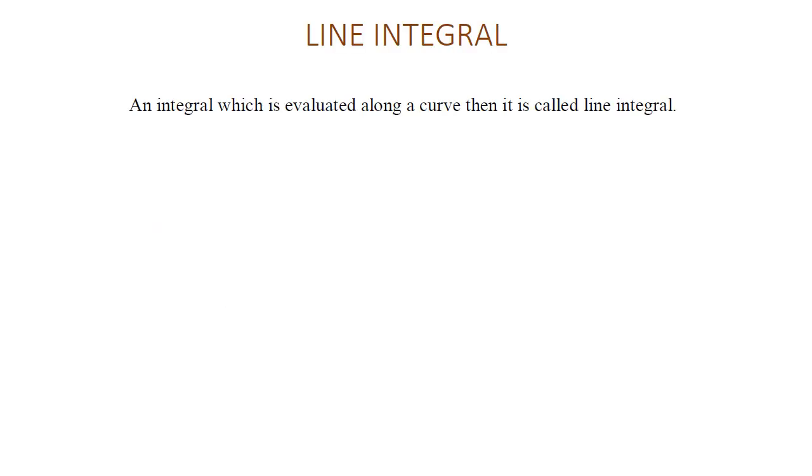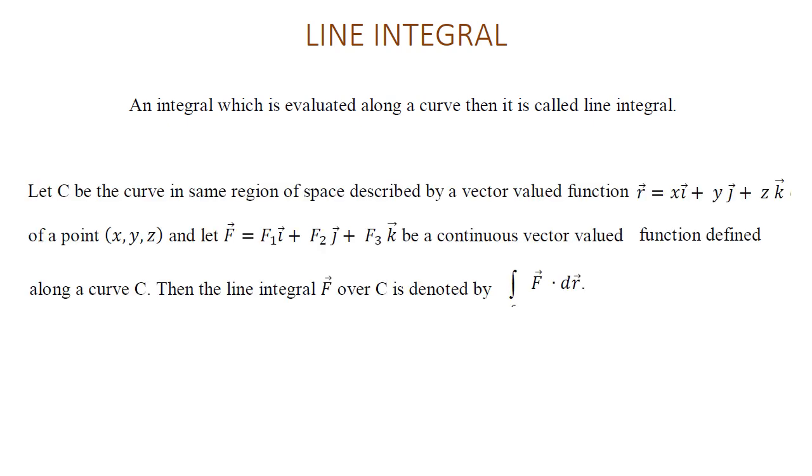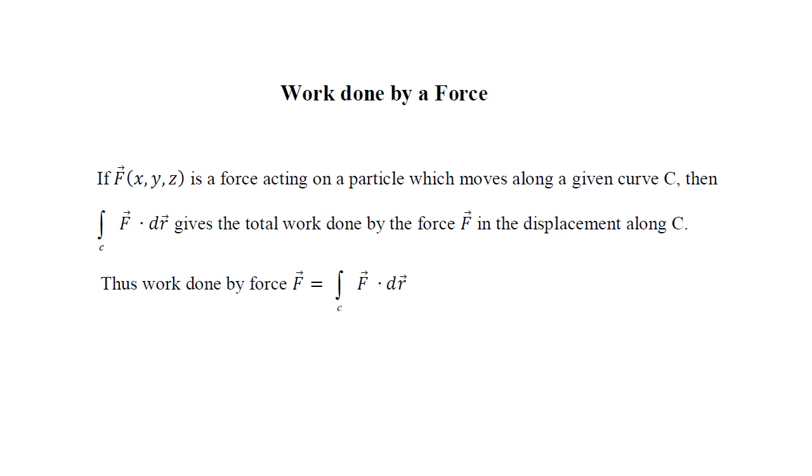Line integral. An integral which is evaluated along a curve is called a line integral. A line integral of f over C is denoted by the integral of f vector dot dr vector. Work done by a force. If f vector (x, y, z) is a force acting on a particle which moves along a given curve C, then the integral of f vector dot dr vector gives the total work done by the force f vector in the displacement along C. Thus, work done by a force f vector is equal to the integral of f vector dot dr vector.